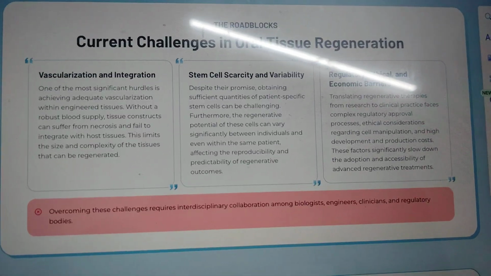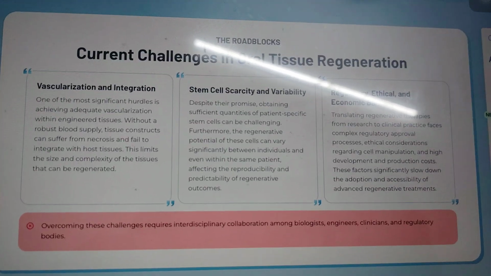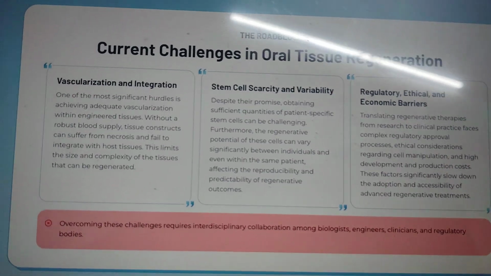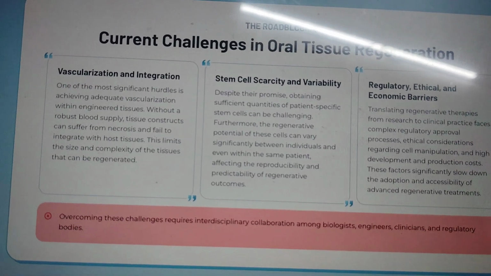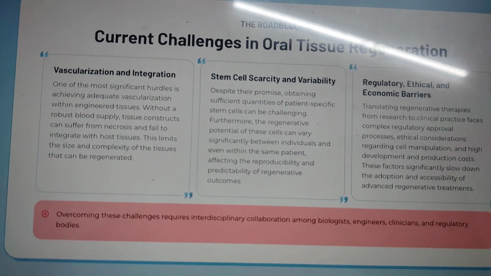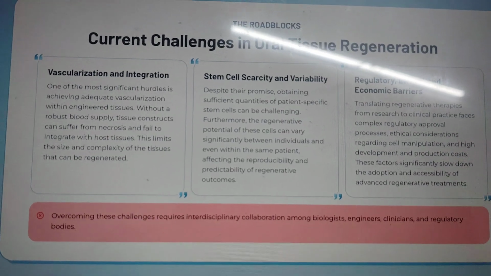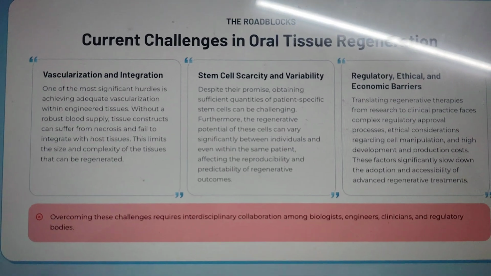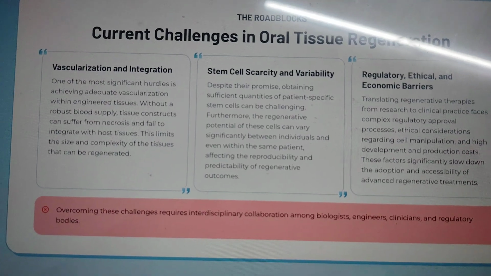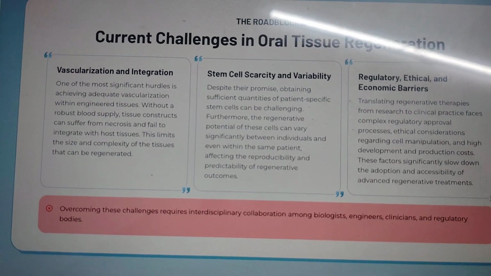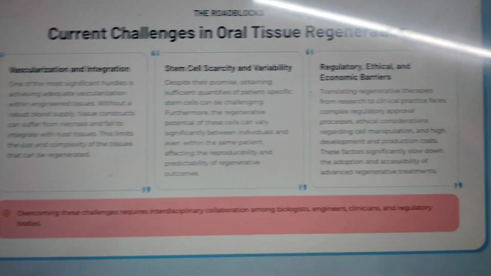Stem cell scarcity and variability. Despite their promise, obtaining sufficient quantities of patient specific stem cells can be challenging. Furthermore, the regenerative potential of these cells can vary significantly between individuals and even within the same patient, affecting the reproducibility and predictability of the regenerative outcomes.